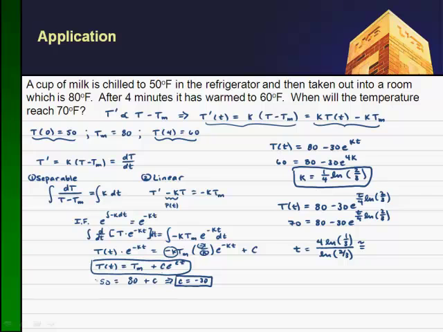And I have that that's roughly 10.8 minutes. So to answer the question, in 10.8 minutes, I should expect the milk to reach 70 degrees Fahrenheit.